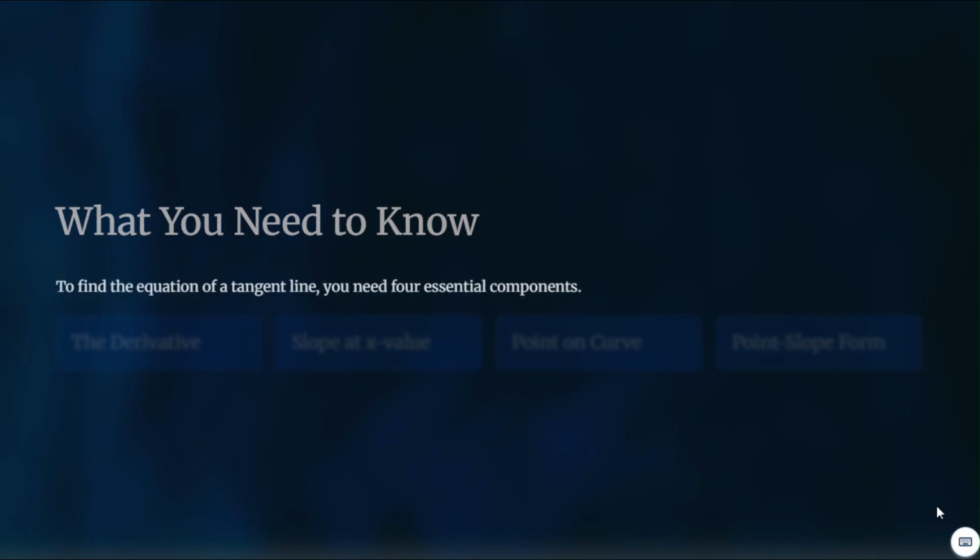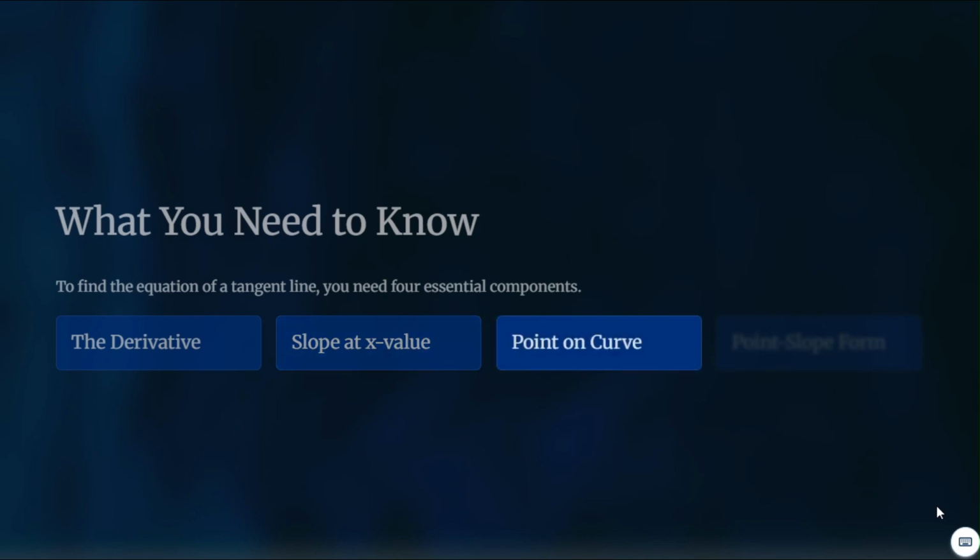To find the equation of a tangent line, you need four essential components. First, you need the derivative. That is the slope function that tells you the rate of change. Then, you'll need to evaluate the derivative at your specific point. Then you'll find the y-coordinate of the point on the curve using the original function. And finally, use point-slope form in order to write your final equation. Master these and you'll be able to tackle any tangent problem with confidence.